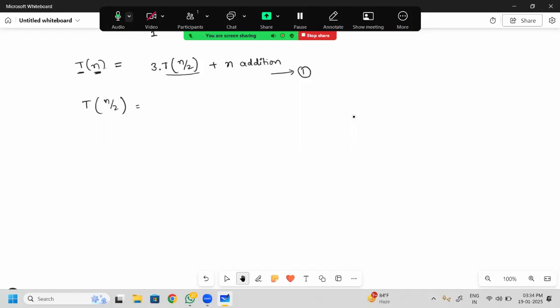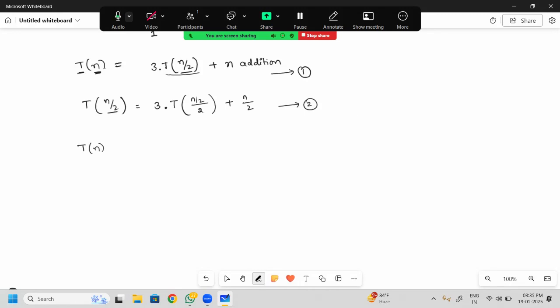So I am going to write another expression, which is 3 multiplications on T of n by 2, the actual size, again, which is also subdivided. So when I write n, we get n by 2. So when it is n by 2, we will get n by 2 by 2 plus n by 2 comparisons, additions. This is equation 2. Now I got T of n by 2 value. Again, I am going to substitute this value inside this main equation.